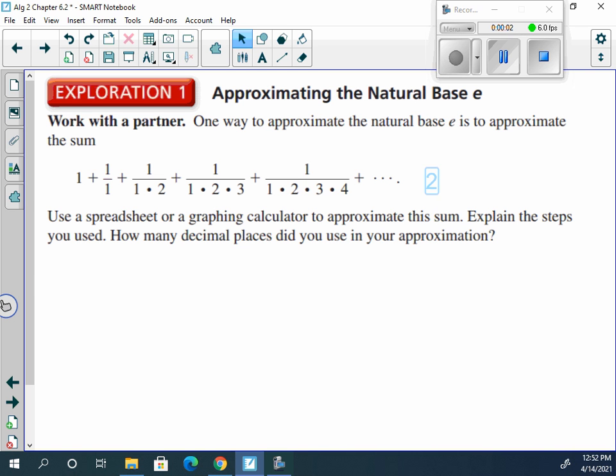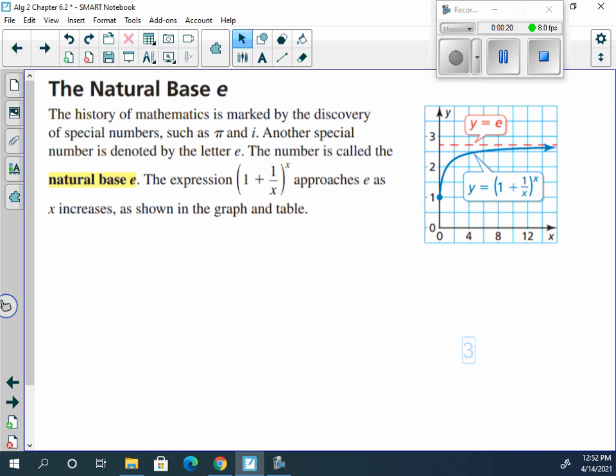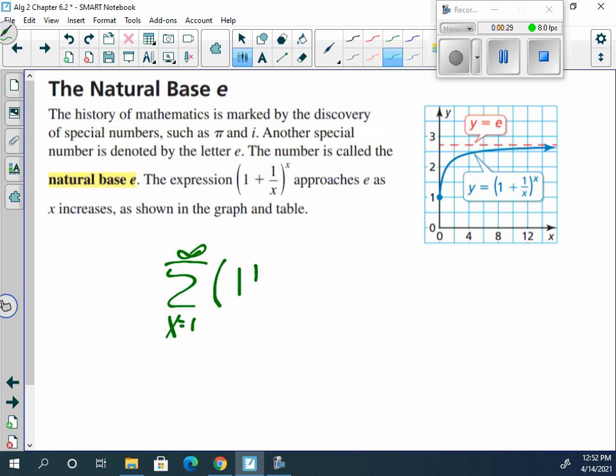What we're going to be looking at today is e. e is an irrational number, and we can approximate it by this here: 1 plus 1 over 1, plus 1 over 1 times 2, plus 1 over 1 times 2 times 3, going on. And if we approximate this out, it would be the summation of x equals 1 to infinity of 1 plus 1 over x to the x.